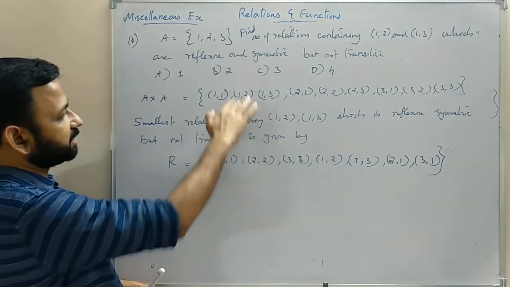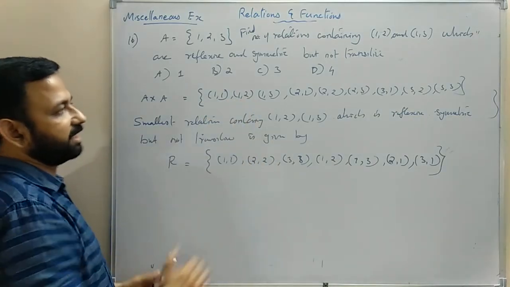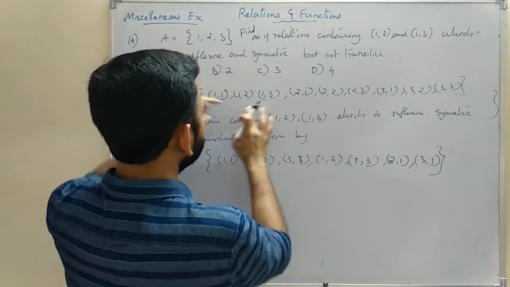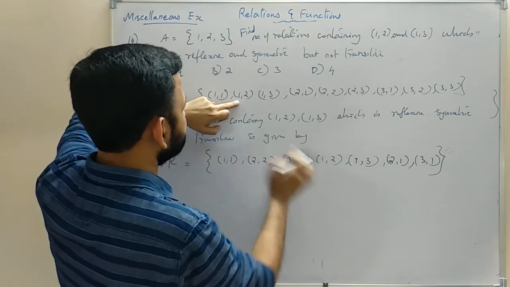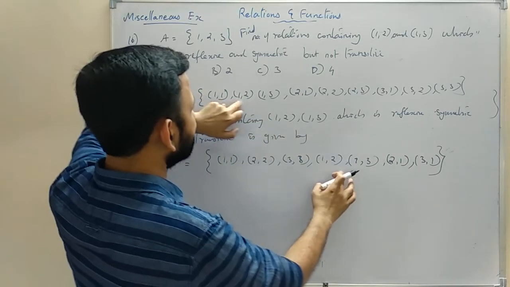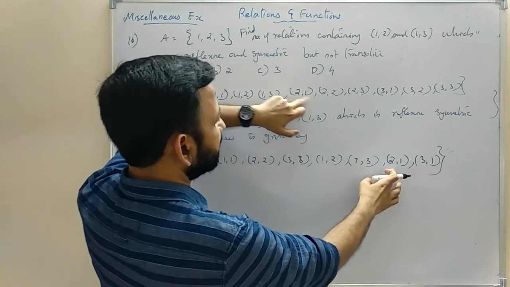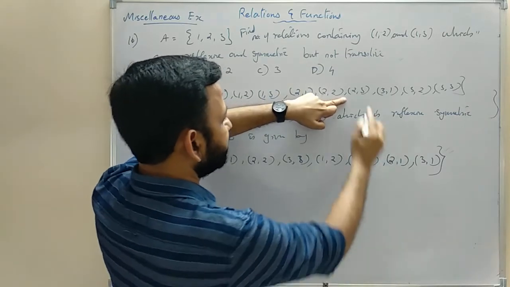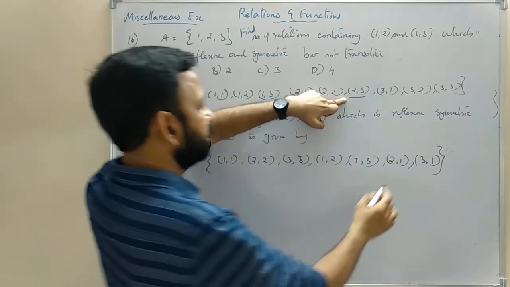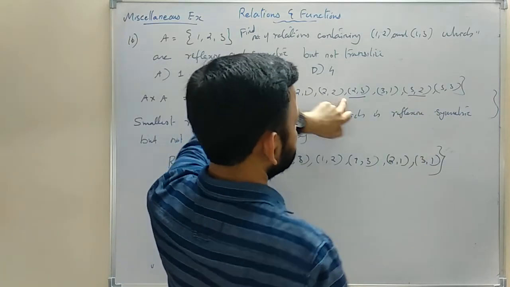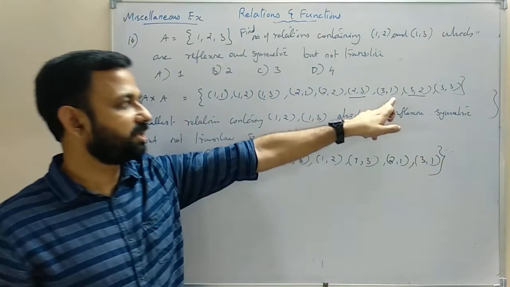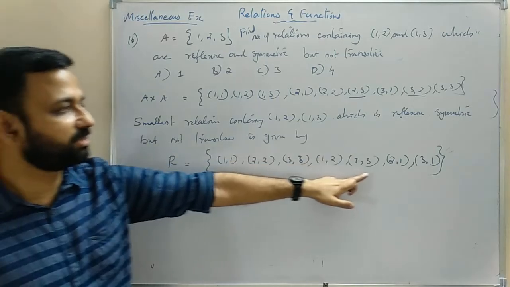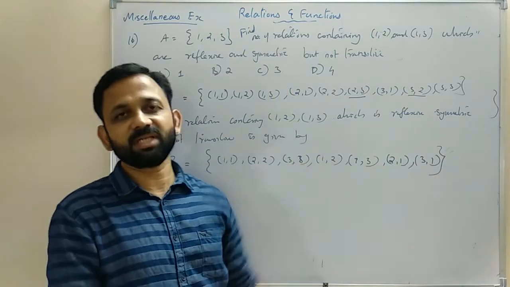So when we compare these two, A cross A and this relation, here (1, 1), (2, 2), (3, 3) are the elements, (1, 2) is an element, (1, 3) is an element, (2, 1) is an element, (2, 2) is an element, (2, 3) is not there. Then we don't have (3, 2). So the ordered pair (2, 3) and the ordered pair (3, 2) are not elements of this relation.